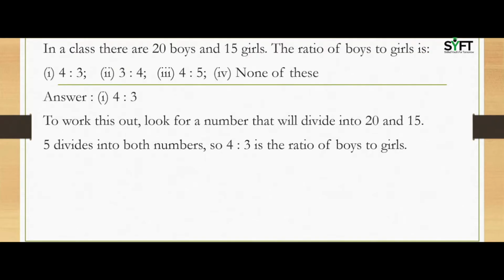Next is, in a class there are 20 boys and 15 girls. The ratio of boys to girls is, options are given here, 4 is to 3, 3 is to 4, 4 is to 5 and none of these. So to work this out, look for a number that will divide both into 20 and 15. Here 5 divides into both numbers. So 20 divided by 5 is 4 and 15 divided by 5 is 3. So 4 is to 3 is the ratio of boys to girls.